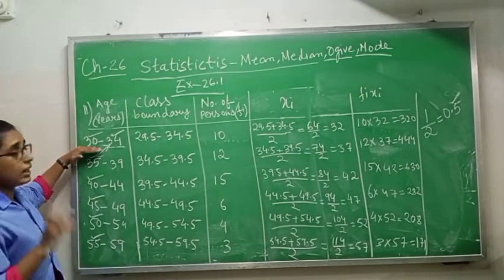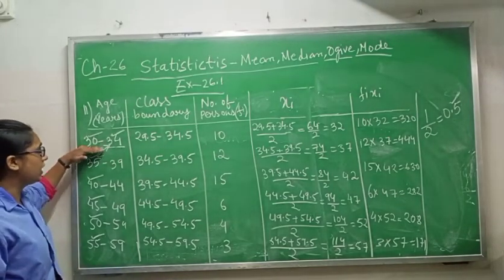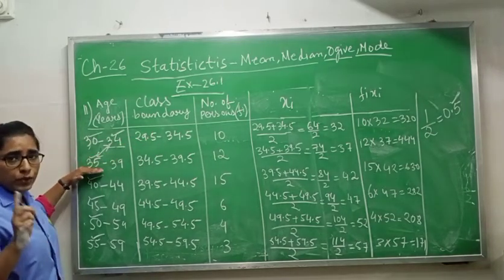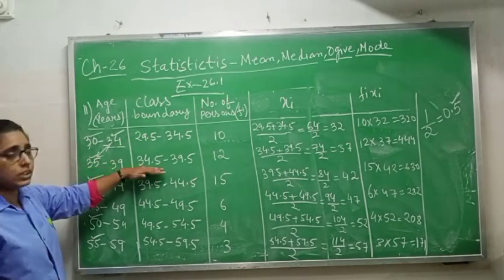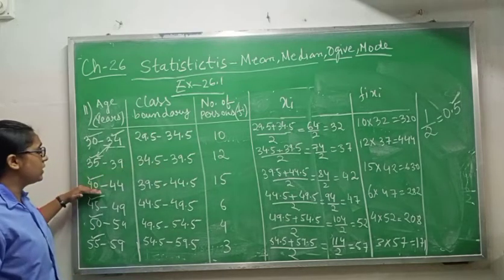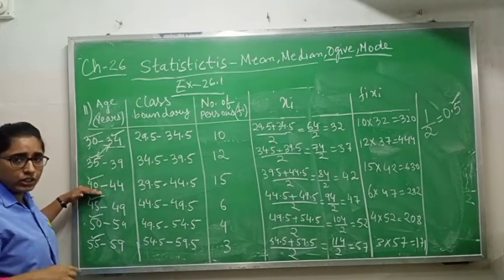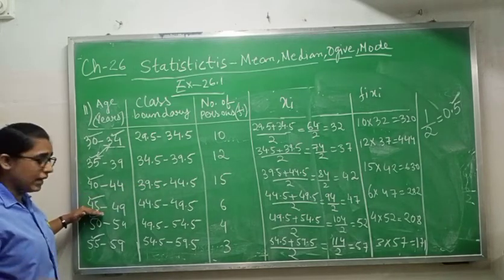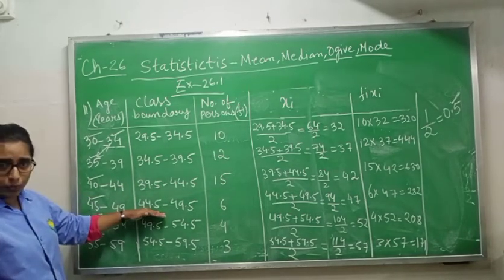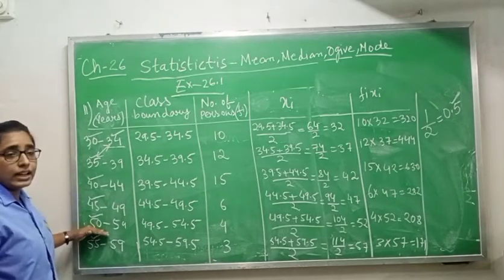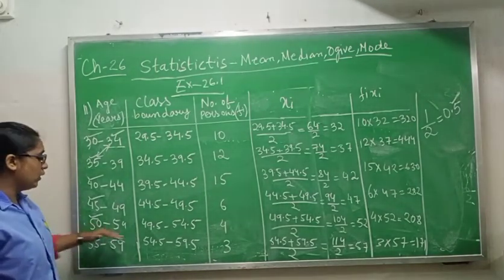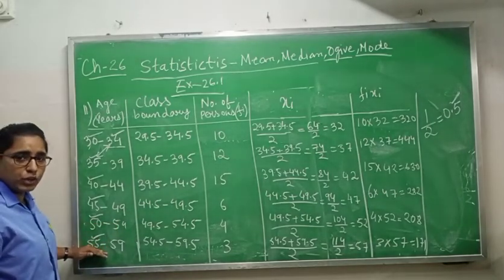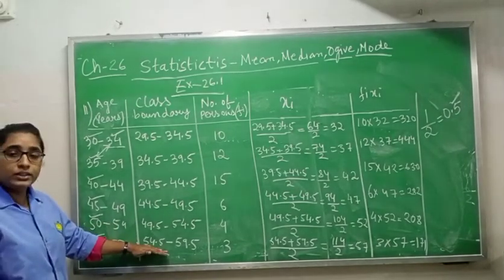So if you subtract 0.5 from 30, you will get 29.5. Again, if you subtract 0.5 from 35, you will get 34.5. Again, if you subtract 0.5 from 40, you will get 39.5. Again, if you subtract 0.5 from 45, you will get 44.5. Again, if you subtract 0.5 from 50, you will get 49.5. Again, if you subtract 0.5 from 55, you will get 54.5.